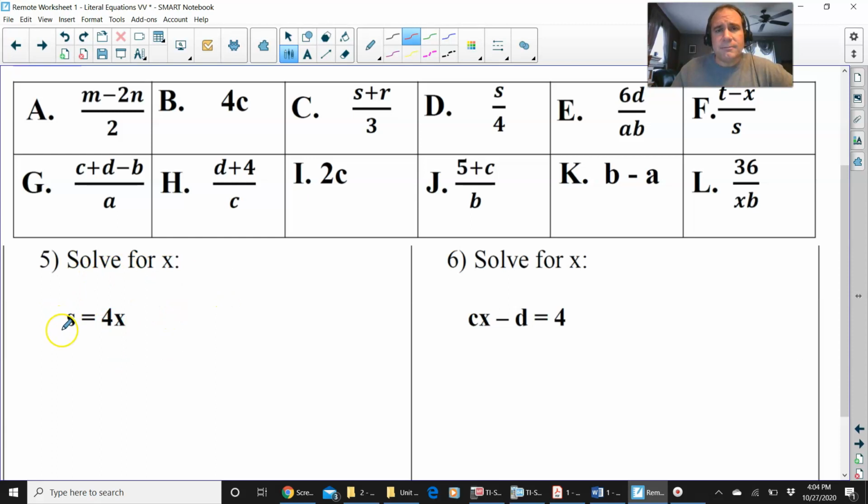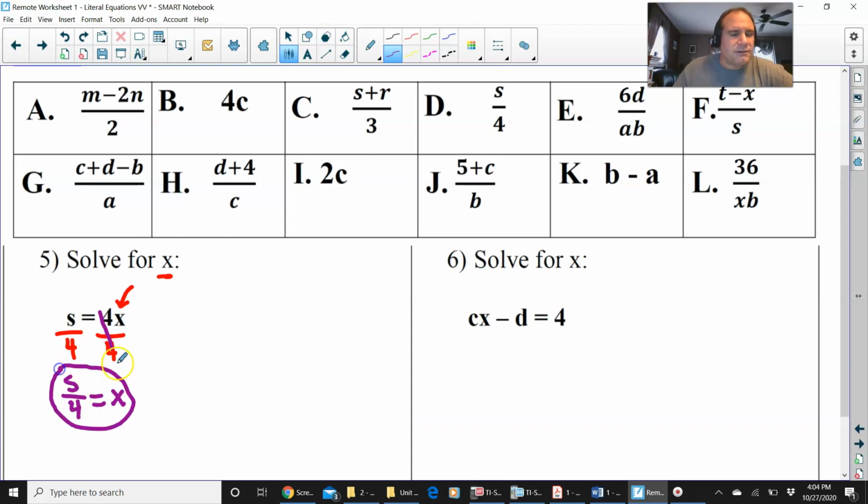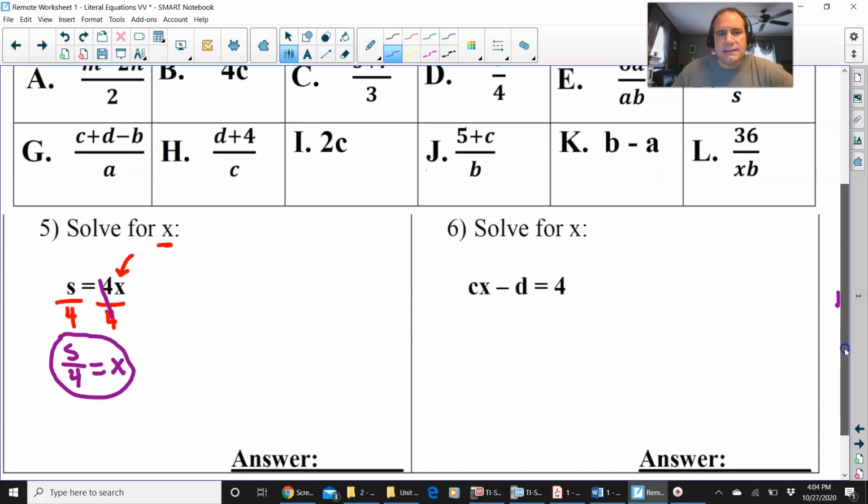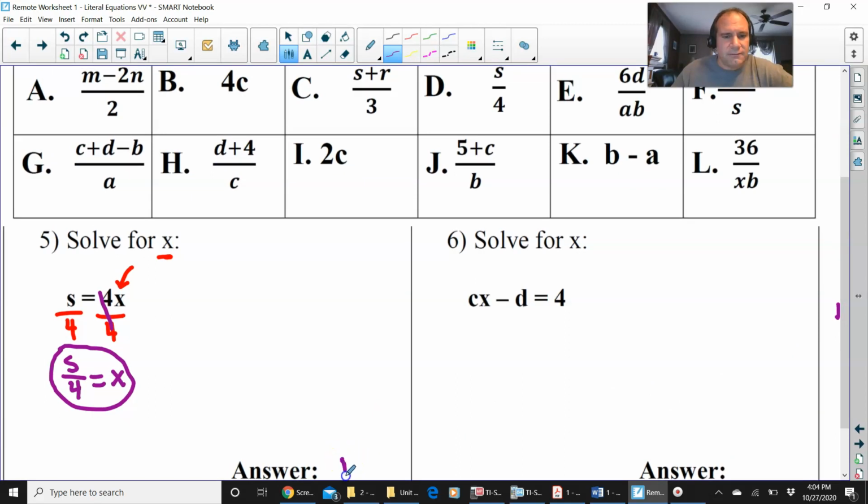Okay, so after pressing pause, hopefully you did solve both of these. You want to solve for x. I'm going to put a little arrow above this x, and I am going to divide by. Right now it's solved for s, by the way. I'm going to divide by the number that is next to x because I want to solve for x. So the 4's cancel, x equals s divided by 4, and that is your answer. S divided by 4 is that answer, and D is your choice there, the letter.